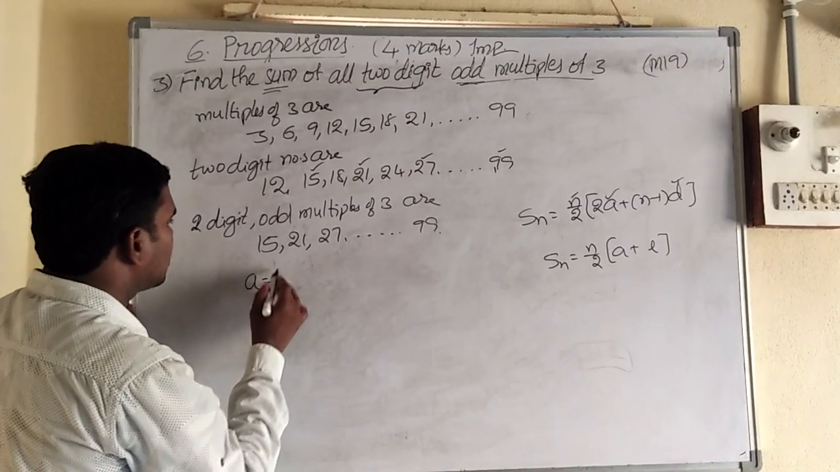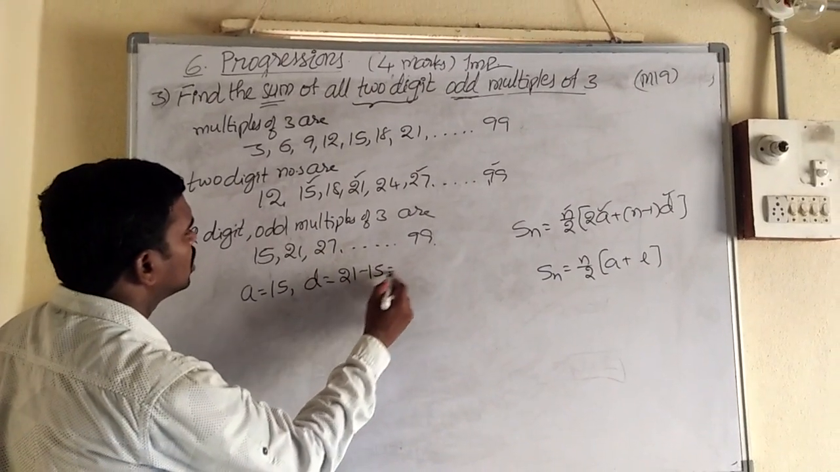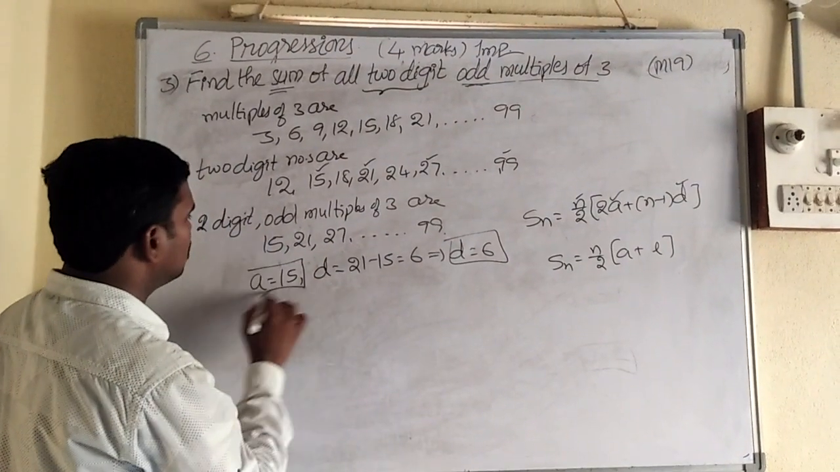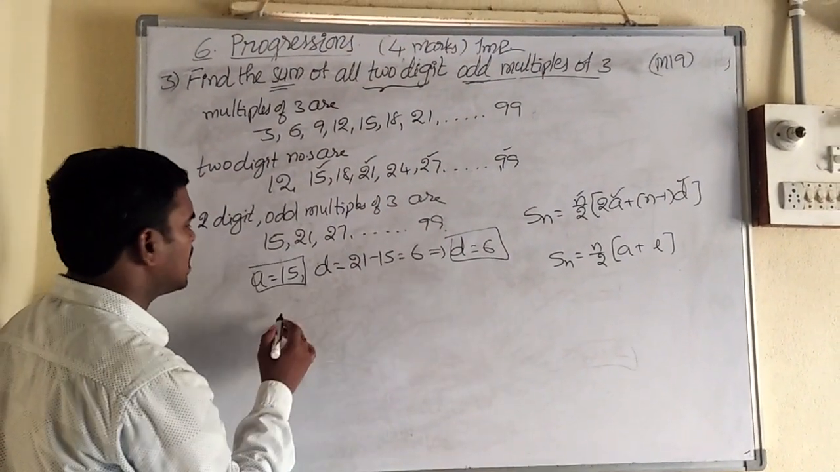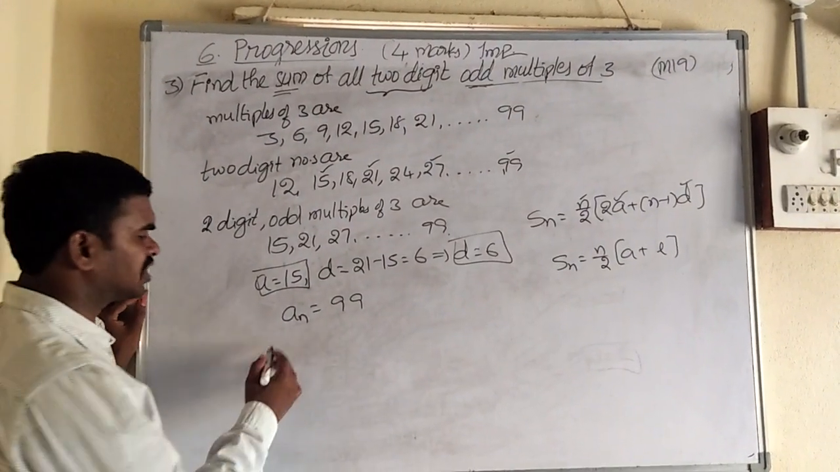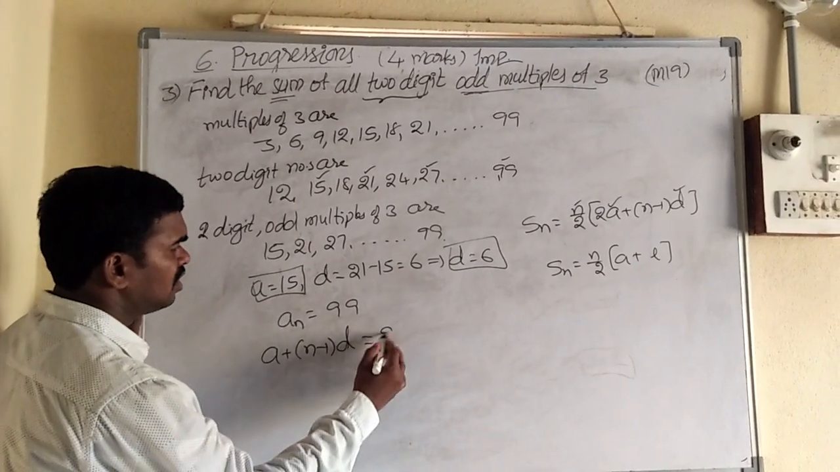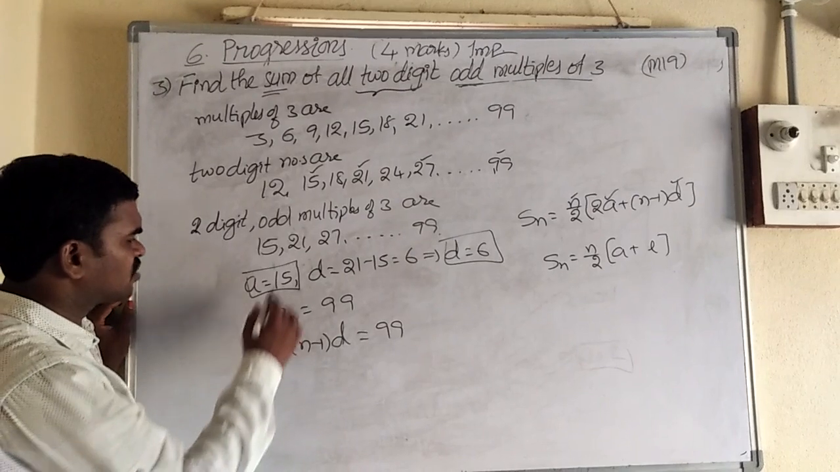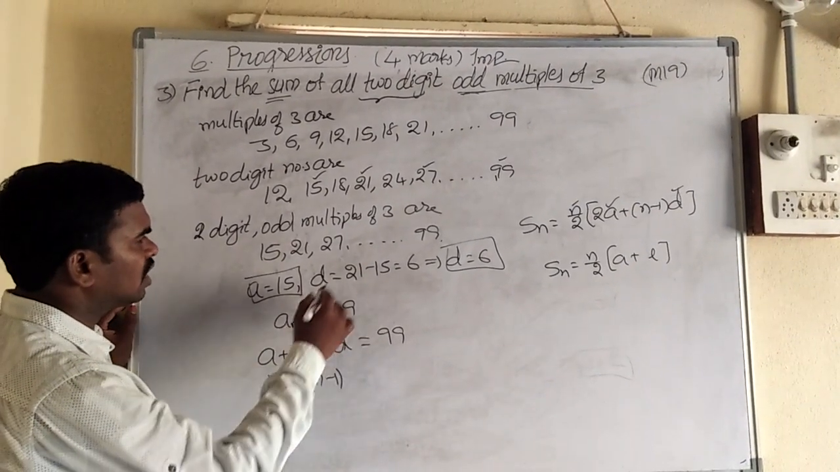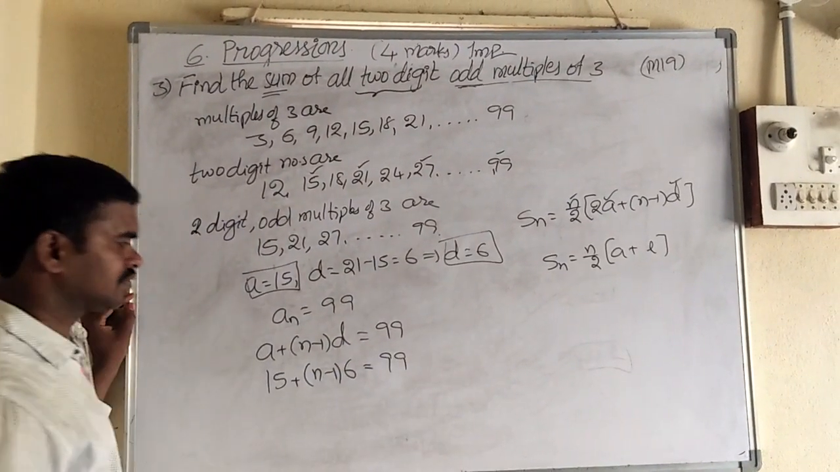So here a equal to 15, common difference d equal to 21 minus 15. How much? 6. So d equal to 6, a equal to 15. So what is 99? The nth term I am taking. Nth term in arithmetic progression means a plus n minus 1 into d is equal to 99. Now a means 15, n we don't know, d means 6, is equal to 99.